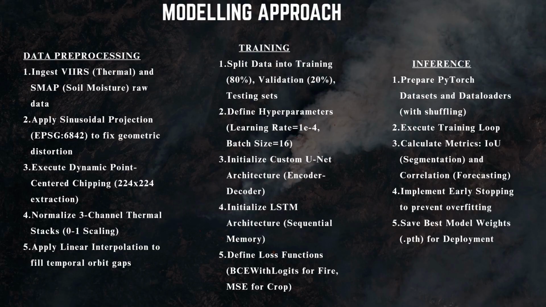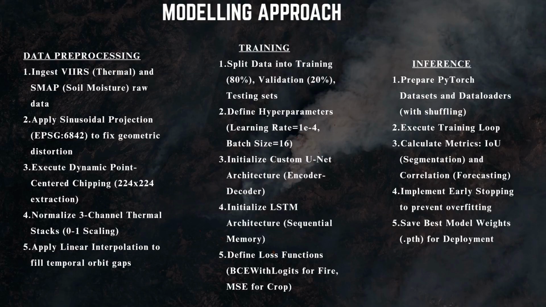Then let's go to the training group. Here we split the data into 80% which is used for training, and 20% which will be used for validation. We defined our hyperparameters very carefully, where we selected a learning rate of 1e-4 and batch size of 16 to balance memory usage with convergence speed.